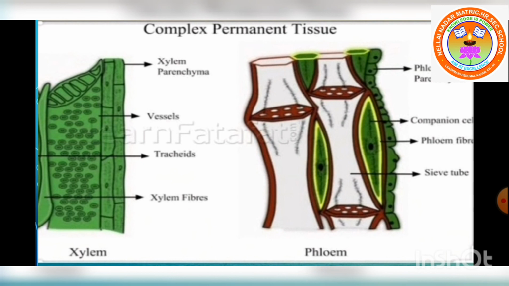So, what is complex permanent tissue? Group of dissimilar cells performing a common function. That is only known as complex permanent tissue. So, plant tissues are broadly classified into two types: meristematic tissue, then permanent tissue.